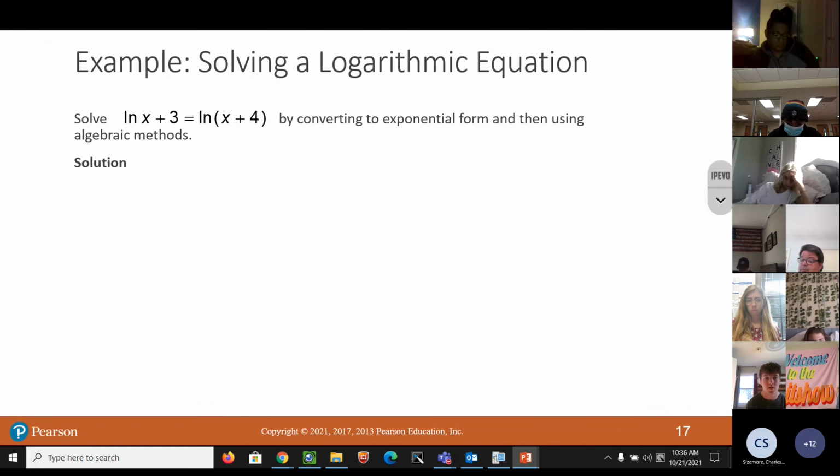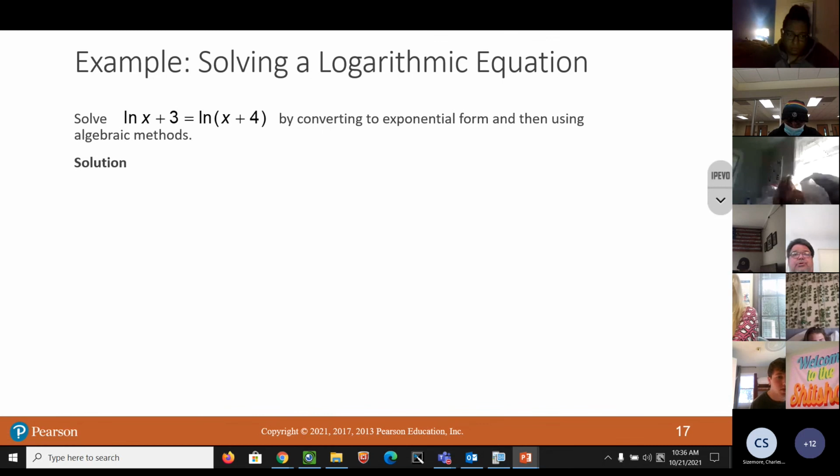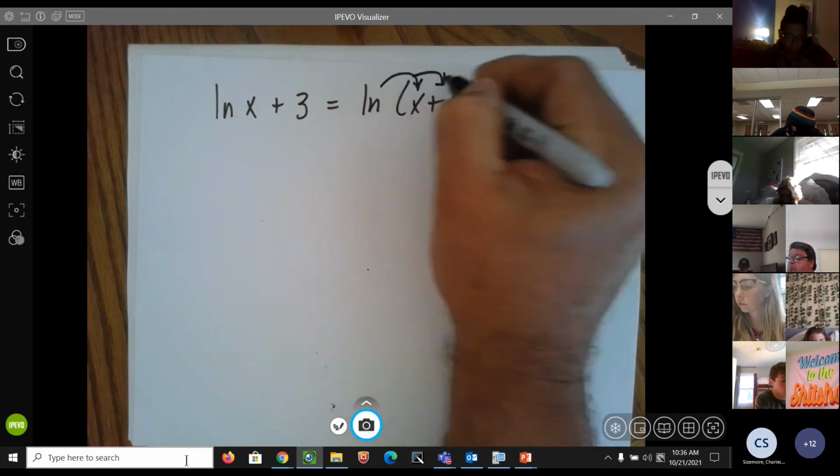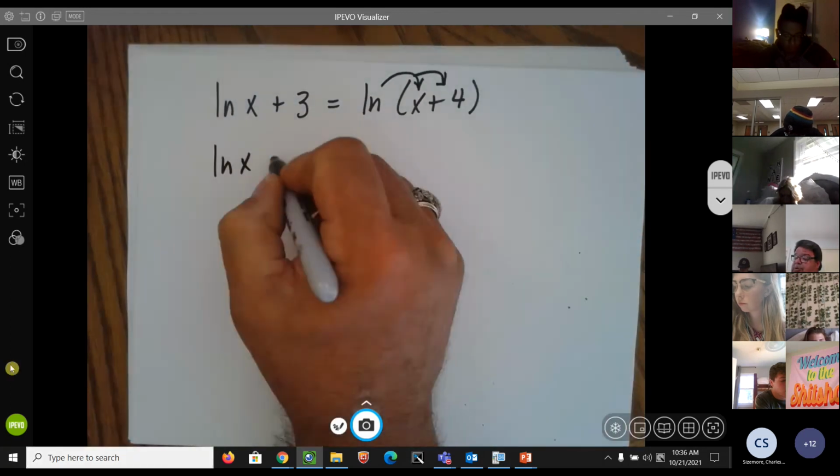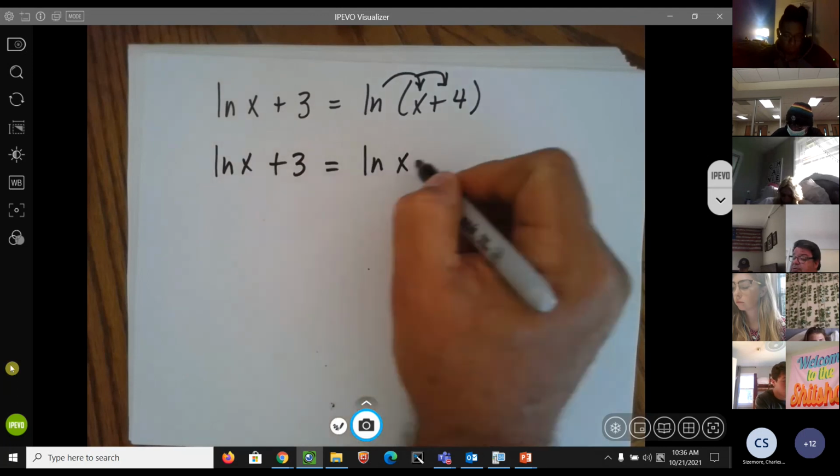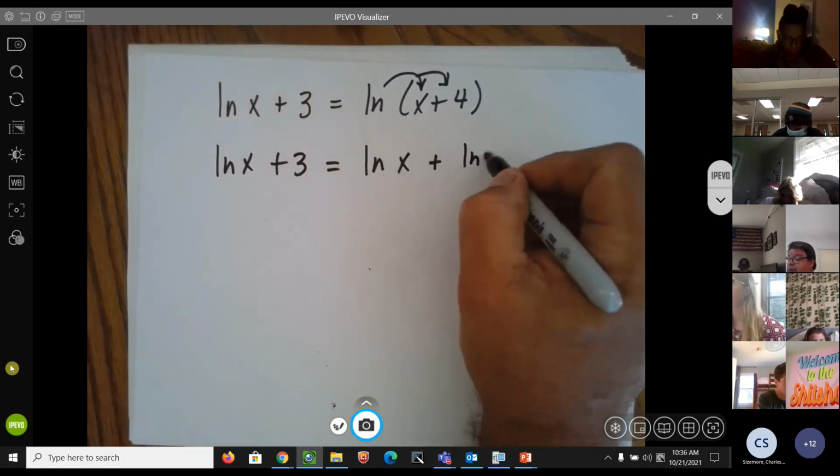All right, another one. Natural log of x plus 3 is equal to the natural log of x plus 4. Well, the first thing I'm going to do is distribute that natural log. I don't know if they're going to do that, but that's what I'm going to do. So that's natural log of x plus 3 equals natural log of x plus natural log of 4.